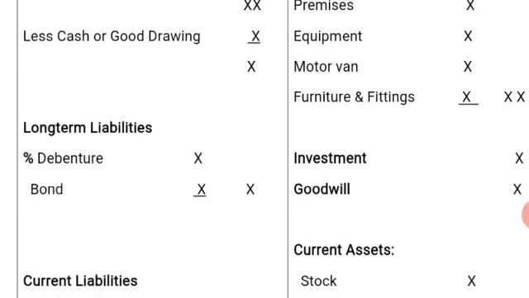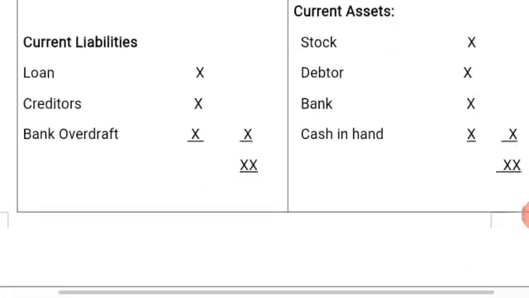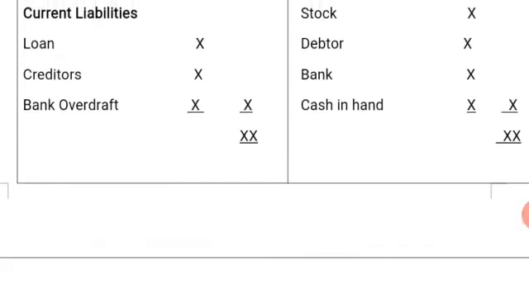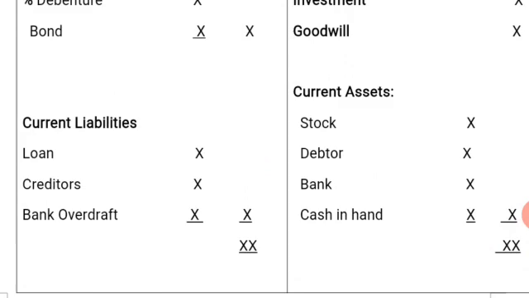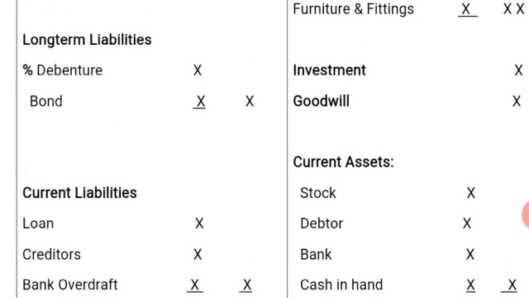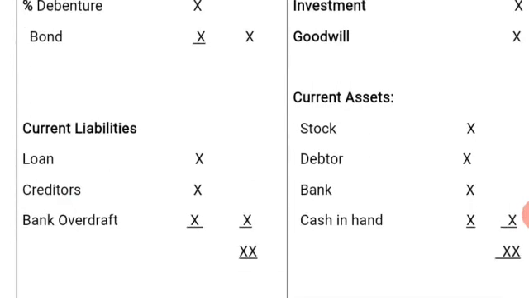Then you add long-term liabilities. Then you also add current liabilities. So in this format, long-term liabilities include debenture and bond, and we have loan, creditors and bank overdraft under the current liabilities. All these are totaled on the left hand side of the balance sheet.